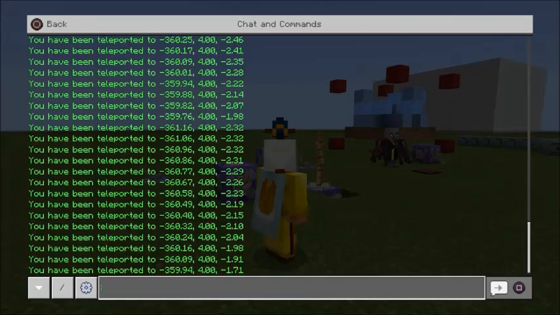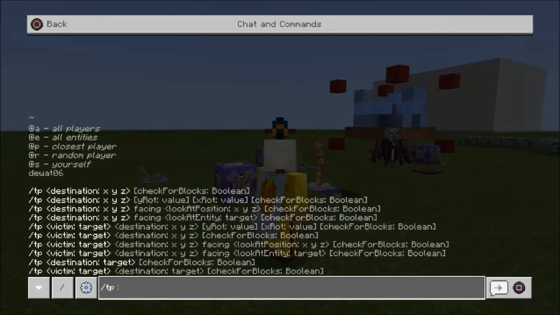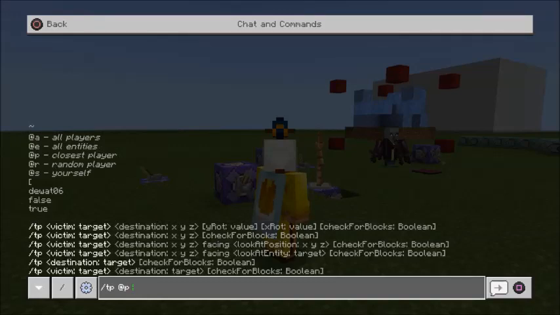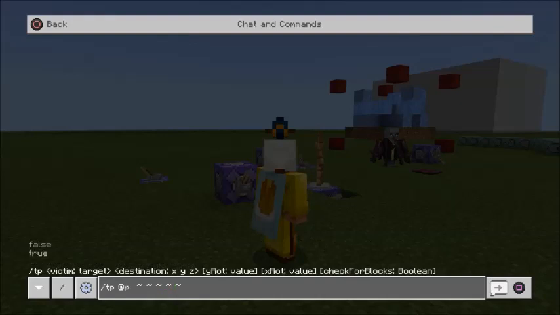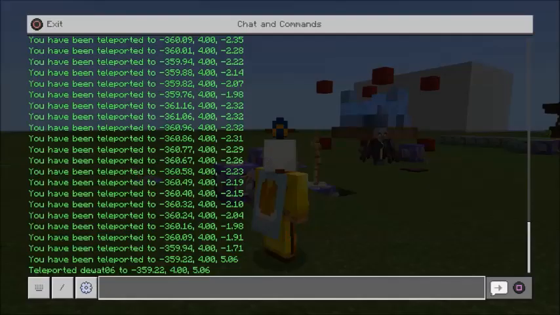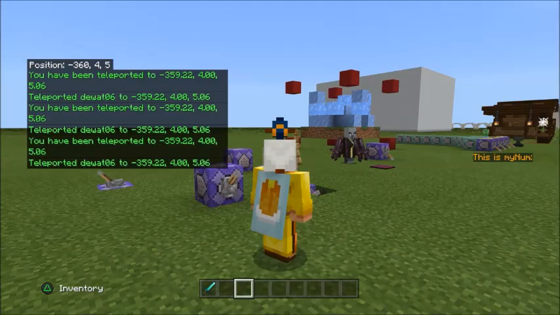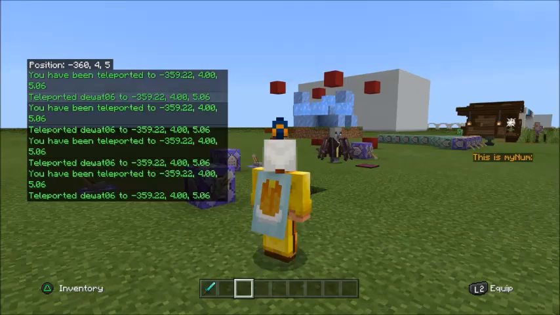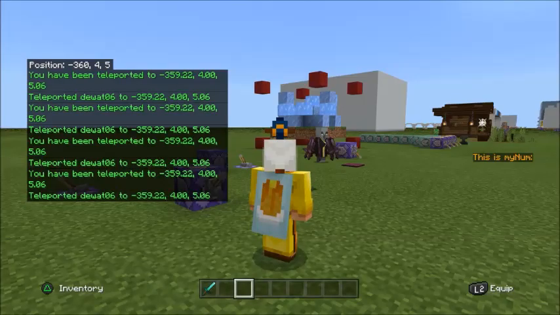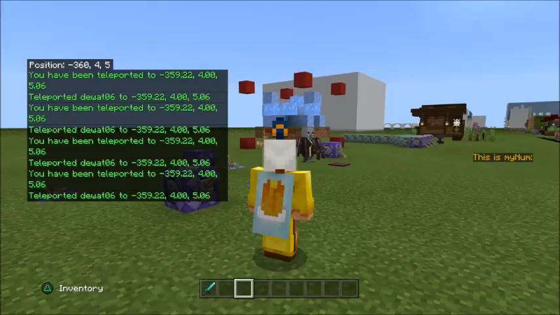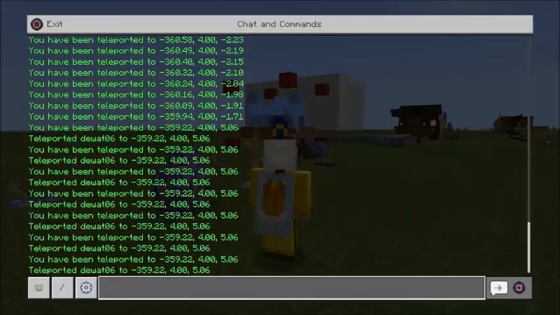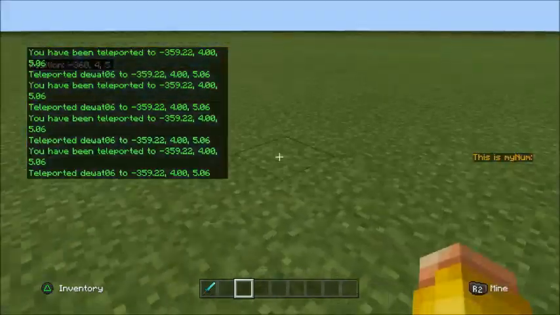So this is all using /TP, keeping entities in place but only spinning their head around. This is done by, instead of having the normal 3 tildes in your TP command, adding 5. The first tilde is the X coordinate, the second is the Y, the third is the Z coordinate, the fourth is your X rotation, and the fifth is your Y rotation.